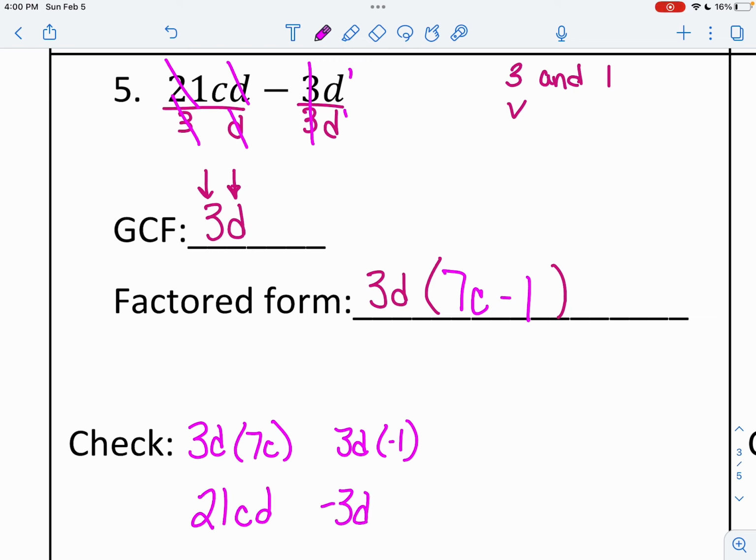18 divided by 6 is a 3. If you don't believe me, check it out over here. A2, take away A1, is going to make A1 at the end. B1, take away B1, is going to make B0 at the end. So I don't write it. C2, take away C2, is going to make C0 at the end. So I don't write it.